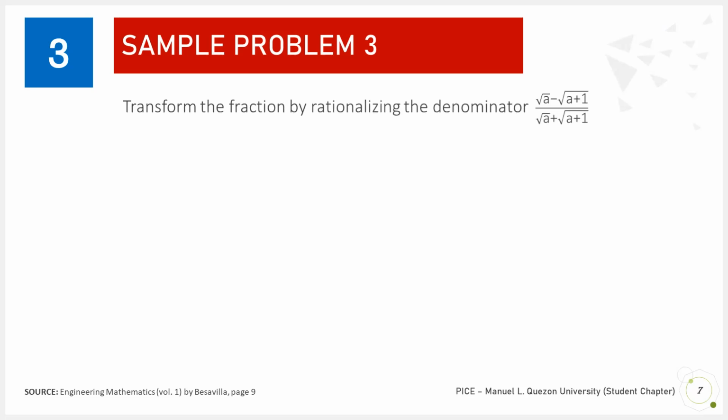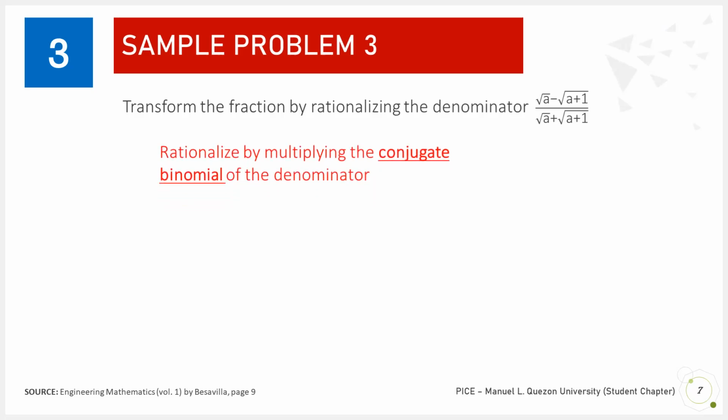Okay. So sample problem number 3. Sa sample problem number 3, again, we are asked to transform the fraction by rationalizing the denominator. So again, we get the conjugate binomial para ma-rationalize yung ating denominator. So the first step is we inspect the denominator, and we get the opposite operation. So sa denominator natin, ang operation is addition. So para makuha yung ating conjugate binomial, we get the subtraction. So this is our expression now.